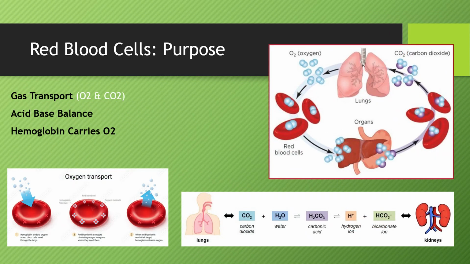The purpose of the red blood cells is going to be to transport gases like O2 and CO2, as well as to make sure we have that acid base balance. And then hemoglobin carries oxygen. And so these pictures are showing the lungs and how we inhale the oxygen, and then we make carbon dioxide and water, and then all of these turn into bicarbonate and are excreted through our kidneys.